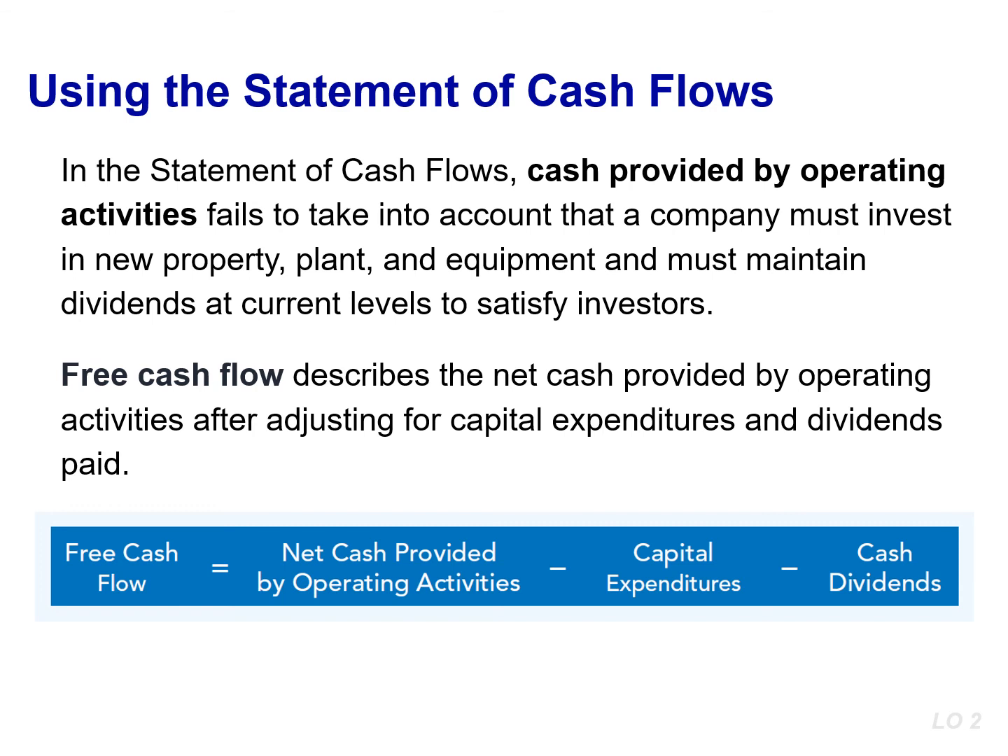A measurement to provide additional insight regarding a company's cash-generating ability is free cash flow. Free cash flow describes the net cash provided by operating activities after adjusting for capital expenditures and dividends paid. Free cash flow is calculated by taking the net cash provided by operating activities, again, that's found on the statement of cash flows, and subtracting capital expenditures as well as cash dividends.